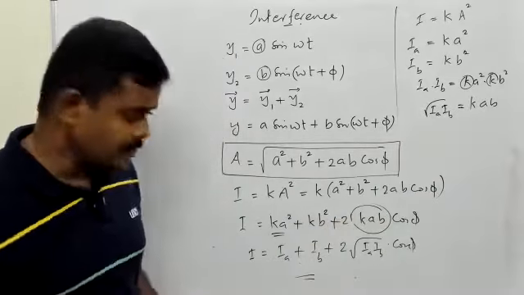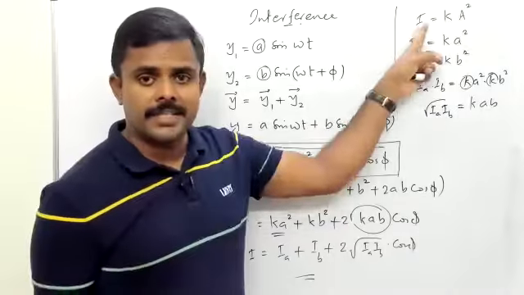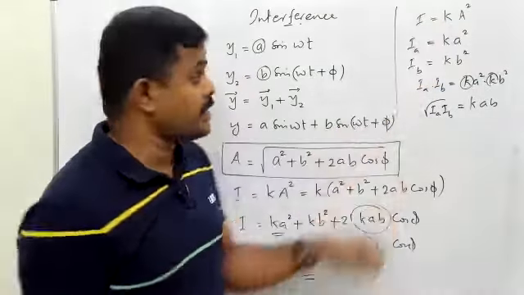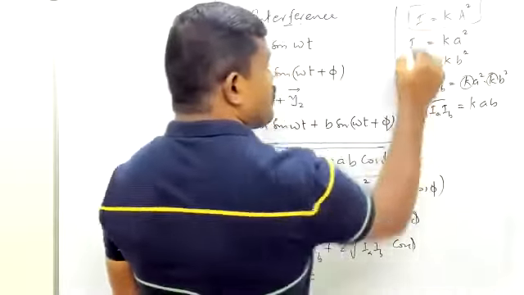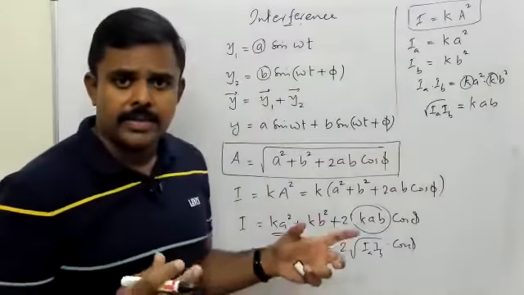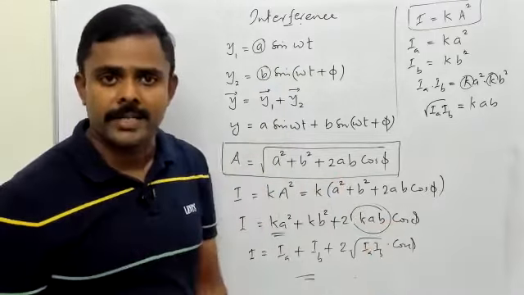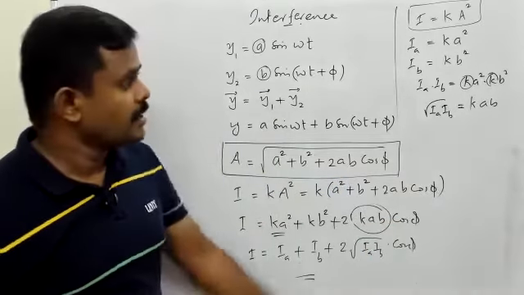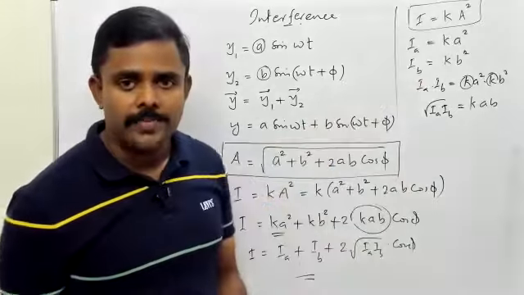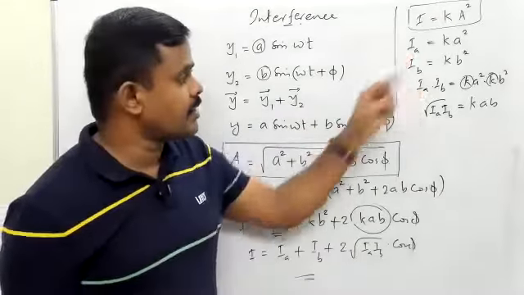Then I've taken intensity as K into capital A square. That is for the resultant wave. What are we looking at? We are looking at two waves joined together and we are trying to find the resultant intensity. That's it. As simple as that. So resultant intensity is Ka square. So for one wave, I can write what?